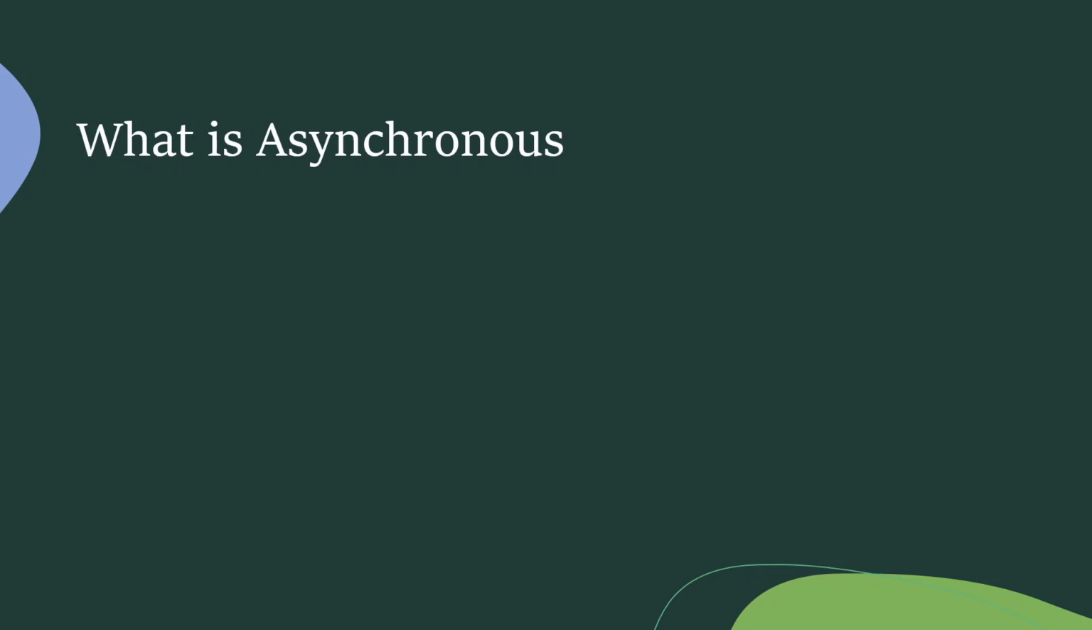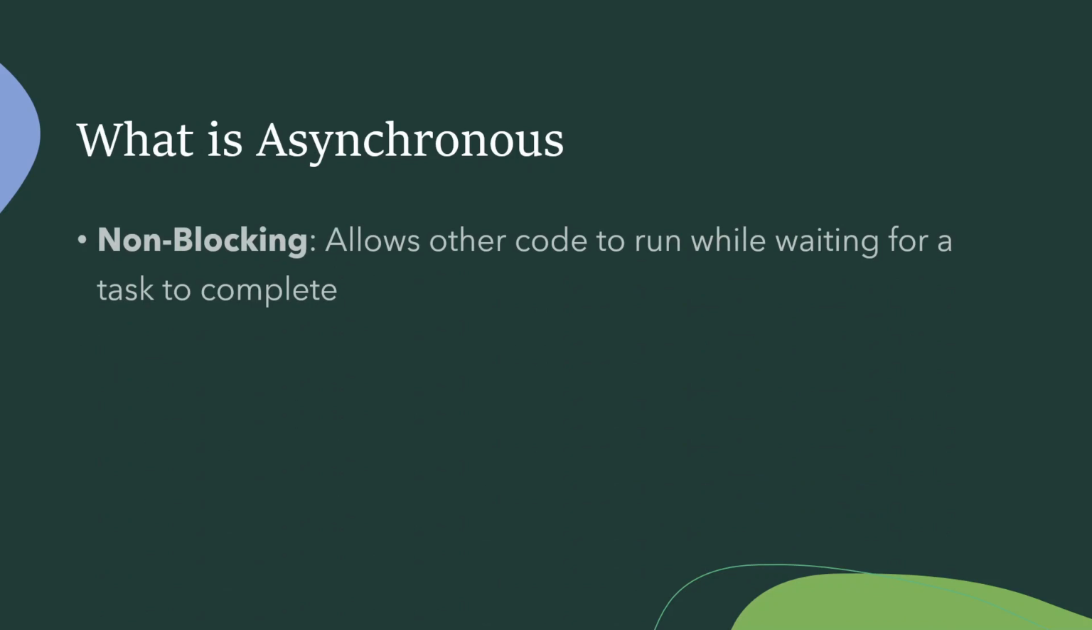There are three key concepts to grasp. Non-blocking. Asynchronous operations allow other code to run while waiting for a task to complete. Imagine you're waiting for a file to download. With asynchronous code, your application can keep doing other things instead of just sitting idle.